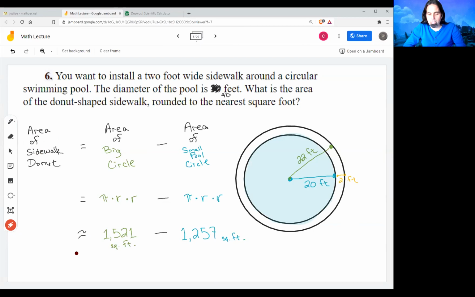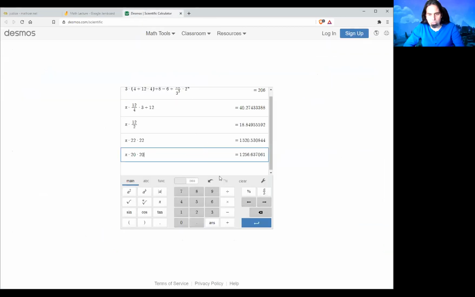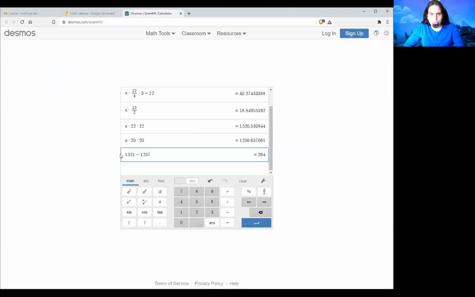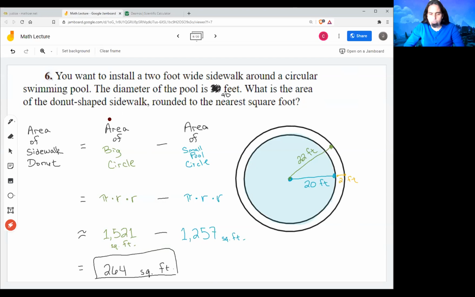Okay, everyone okay with what we have so far before we finish up? Yeah. Okay, so what is that? 1521 minus 1257 gives me about 264. What just happened? Where'd the 1257 come from? That was pi times r squared with 20. Oh, right. That doesn't look right, did I? 1521. Okay.